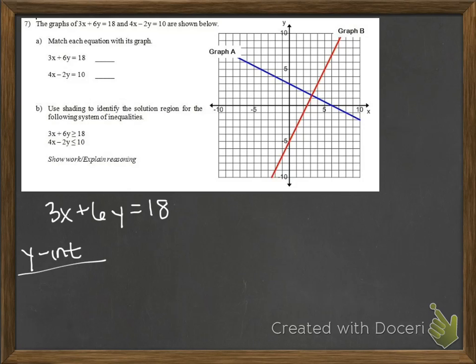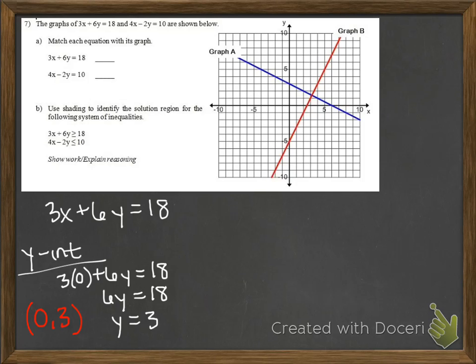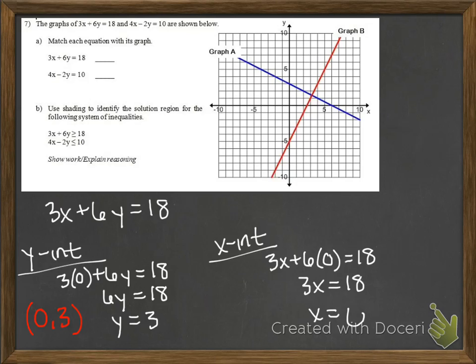So first I'm going to find the y-intercept of the first equation given, 3x plus 6y equals 18, and I find the y-intercept by plugging in 0 for x. Then I solve for y, and that gives me y is equal to 3. So there's one of the points I'll be looking for on that graph. I'm also going to find the x-intercept by plugging in 0 for y. Solving for x gives me x is equal to 6. That gives me a second point that I can put on my graph.